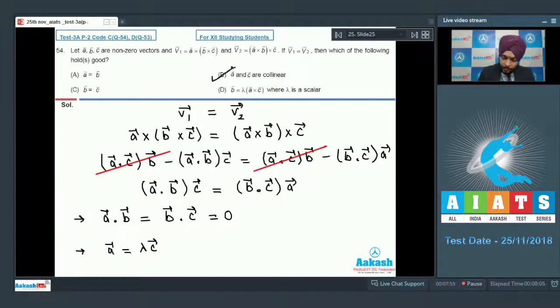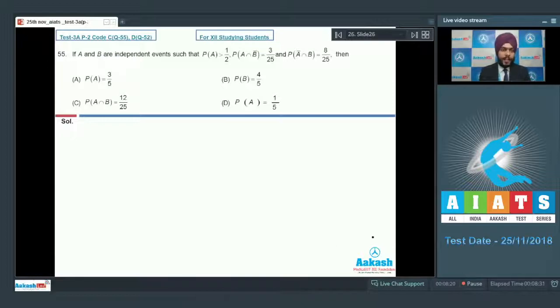That means option number B. From here, A dot B is 0, B dot C is 0. That means B is perpendicular to A as well, B is perpendicular to C as well. That means B is parallel to A cross C. So B vector is equal to lambda times A cross C. Okay, option number D is also correct. So BD is the final answer for question number 54. Let us move on to 55.